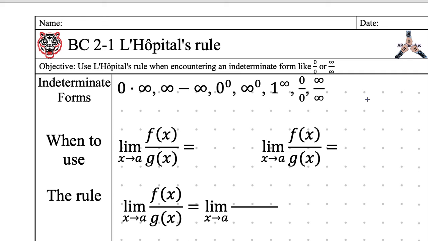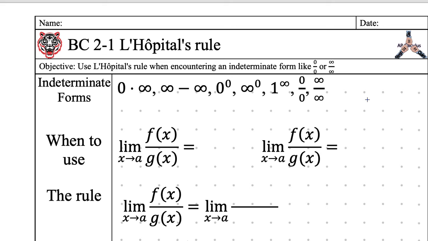Let's find out. What is our objective today? Anyone with a quiet raised hand? Not a single person. Take a laptop shot. Yes, go ahead, James. Use L'Hôpital's rule when encountering an indeterminate form like 0 over 0 or infinity over infinity. There it is. Thank you.